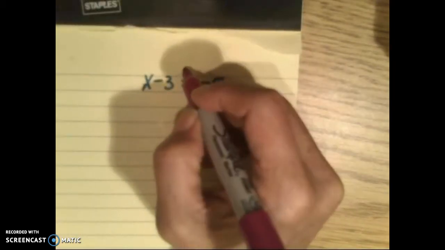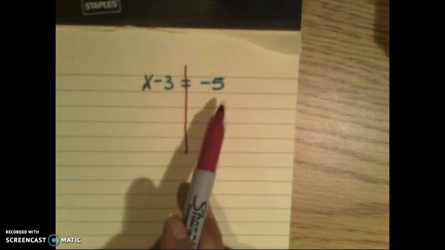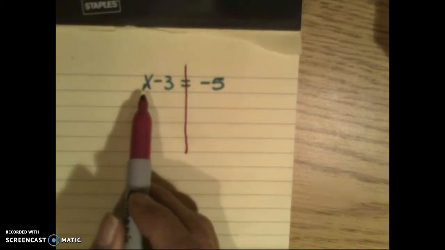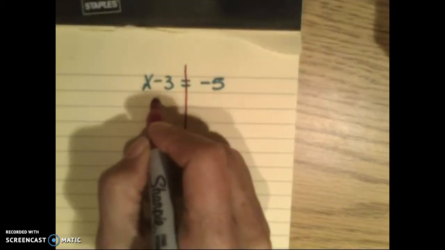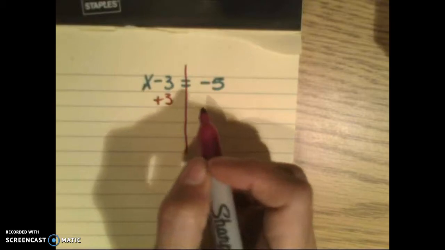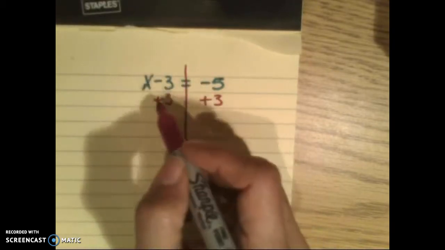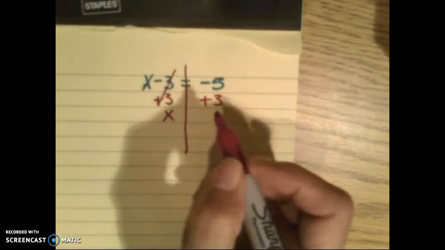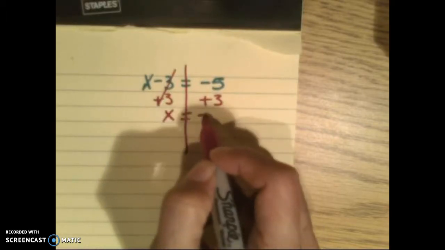So you kind of want to just have this imaginary line going down between the equation. You know that whatever's on this side is going to be equal to this side. Trying to solve for x, I need to isolate this variable x. If I have a minus 3, I can add 3 to get rid of the 3. So whatever I do to one side of the equation, I have to do to the other. Now I've pretty much gotten rid of my 3's. X is by itself. So x equals negative 5 plus 3, which is negative 2.